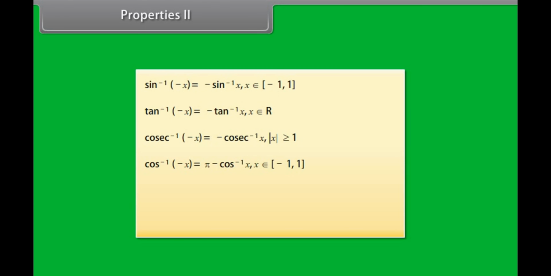Cos inverse minus x is equal to pi minus cos inverse x. X belongs to minus 1, 1. Sec inverse minus x is equal to pi minus sec inverse x. Modulus of x greater than or equal to 1. Cot inverse minus x is equal to pi minus cot inverse x. X belongs to R. Properties 3.